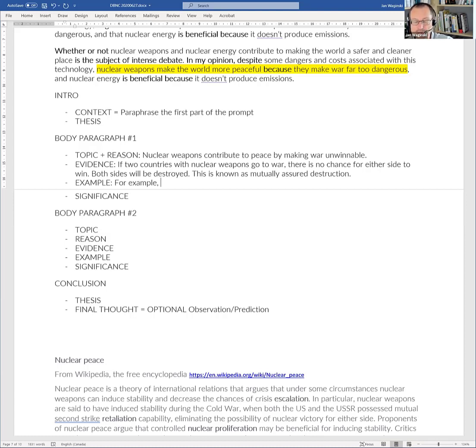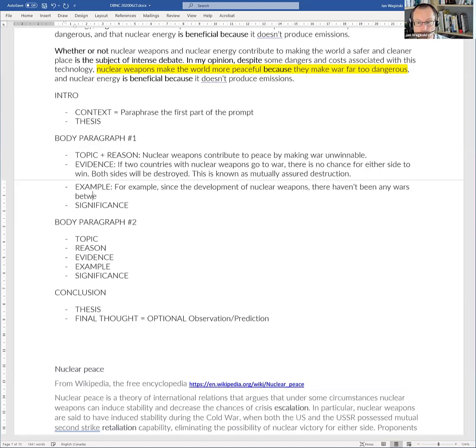So we can do the opposite point of view in just a few minutes. We can kind of do this one first in point form. And then we'll write an essay for the other side as well. Okay, so this one, if I were to give an example, I'd say, for example, since the development of nuclear weapons, there haven't been any wars between nuclear armed countries.